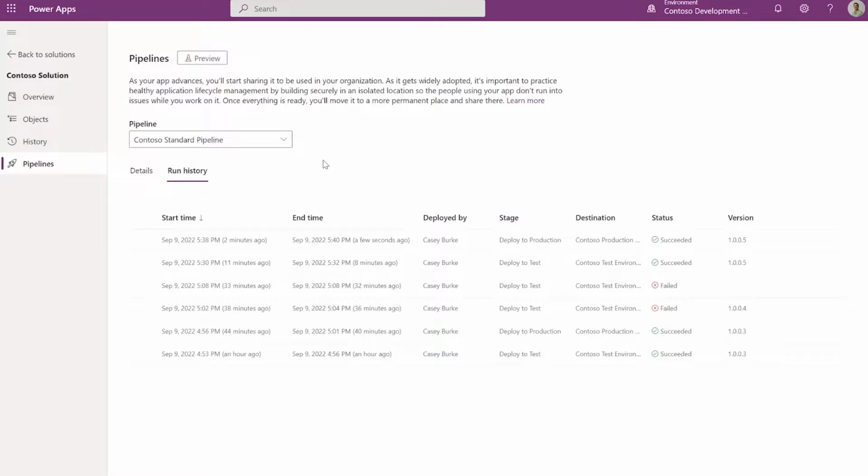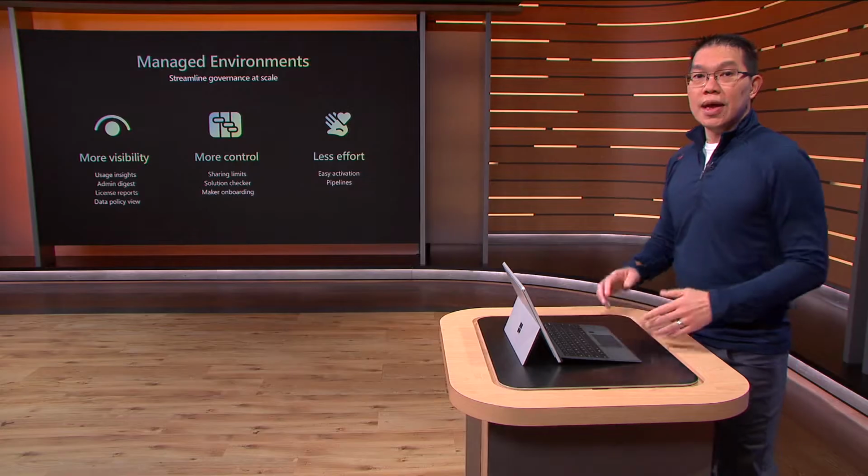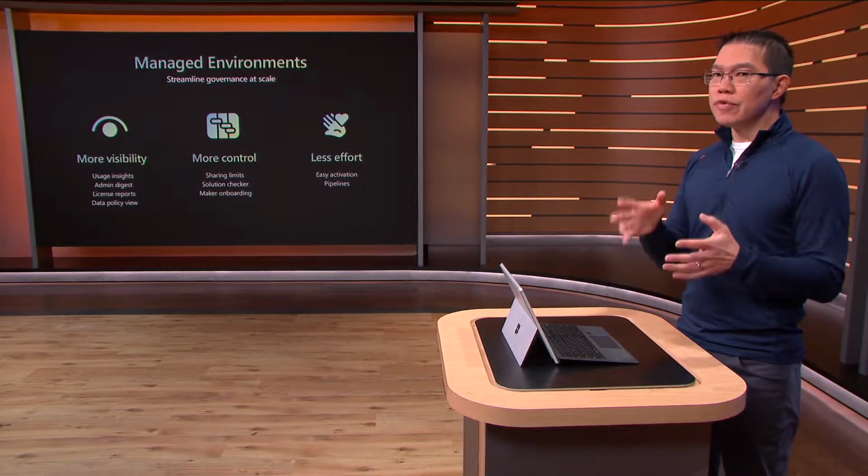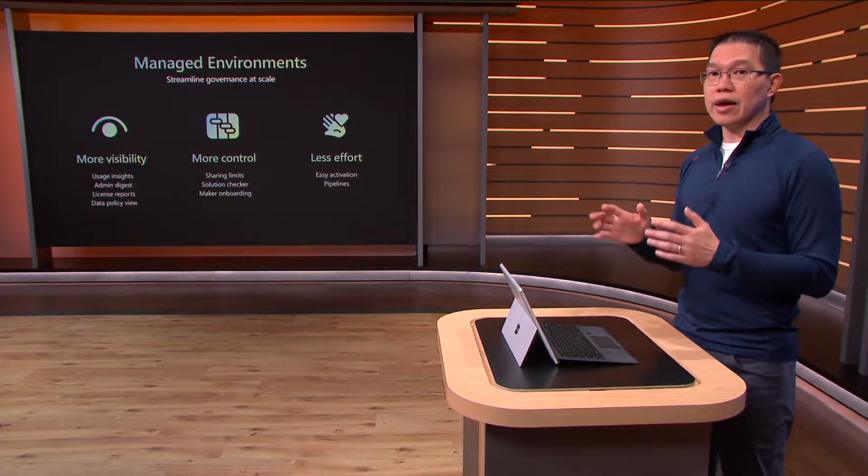Now, after I've run my pipeline, I get full visibility and an audit trail of the deployments across my organization, with every solution backed up and versioned. This feature has been in the works for a while, and we're excited for how pipelines will finally bring ALM automation to all makers, not just pro devs, and give admins the tools they need to control what goes to production. And this is just the beginning of our journey. We are investing heavily in Managed Environments, and we'll be adding more features in the coming months to provide IT admins with more visibility, more control, with less effort.